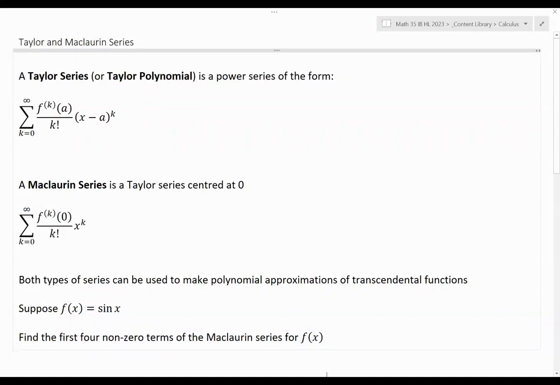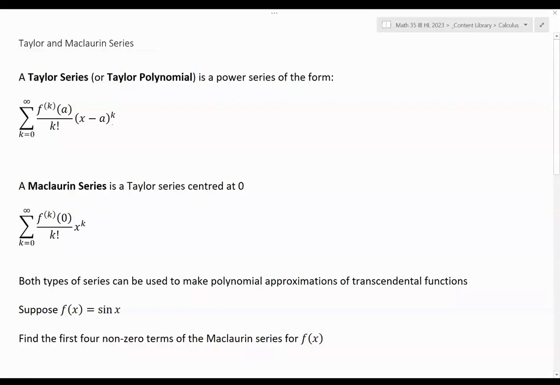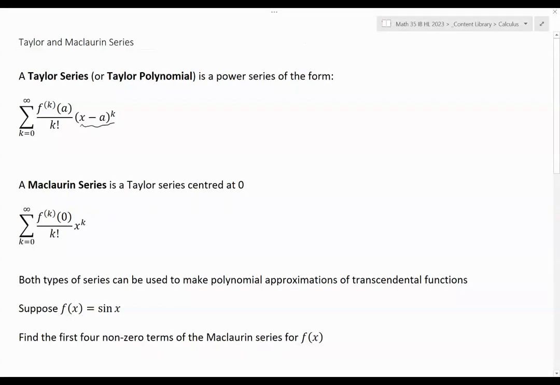Hello. In this video, we're going to look at a particular type of power series called a Taylor series or a Taylor polynomial, and a subset of that called a Maclaurin series. So these are series in the form that's given here, where we see it's an infinite sum, an infinite polynomial, as every power series is, and it's centered at a, where we've got powers of x minus a.